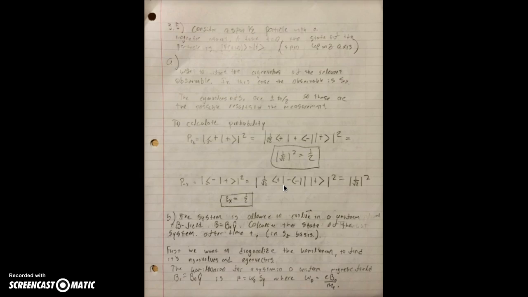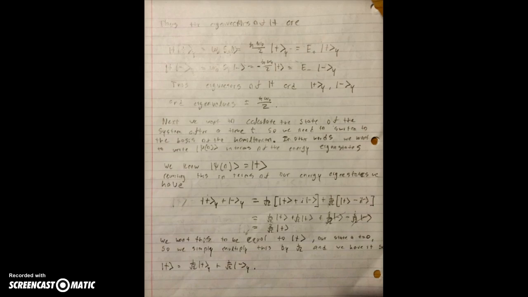The Hamiltonian for a system in a uniform magnetic field is this when our magnetic field is defined as B naught y hat. So our Hamiltonian is defined as this, where omega naught is e B naught over the mass of the electron. Thus, our eigenvectors are plus and minus, or spin up and spin down on the y-axis, and the eigenvalues are plus and minus h bar omega naught over 2. I got those by going through these equations.